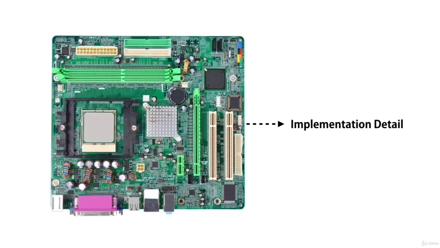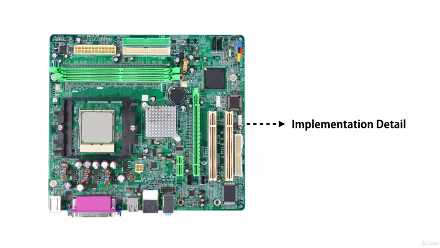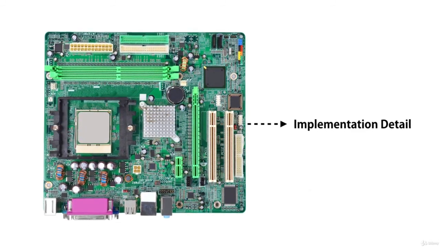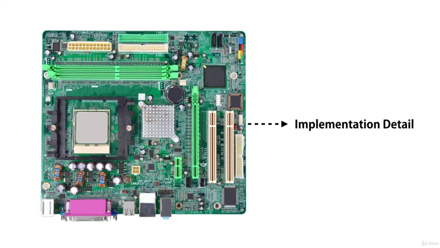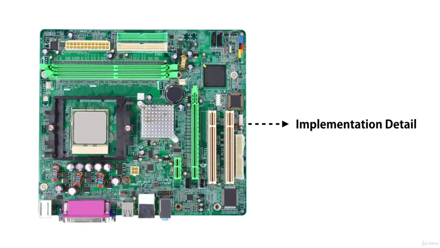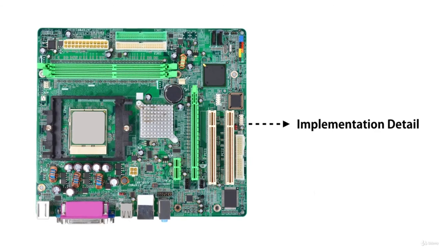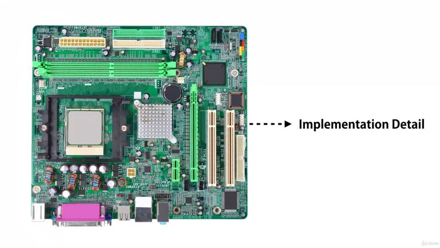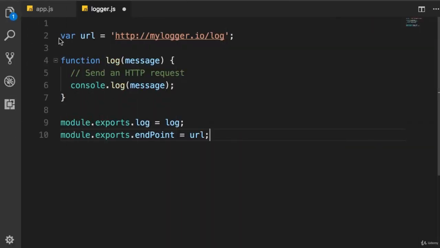But inside the box, there are lots of other objects. They're complex objects. We don't need to know anything about these objects. They're implementation detail, and they can change significantly from one model to another. But what we see on the outside is almost stable or static across different models. So in our logger module, this URL is implementation detail. Other modules don't need to know anything about this. They only need to call the log function. So we export this, make it public, but keep the URL private.